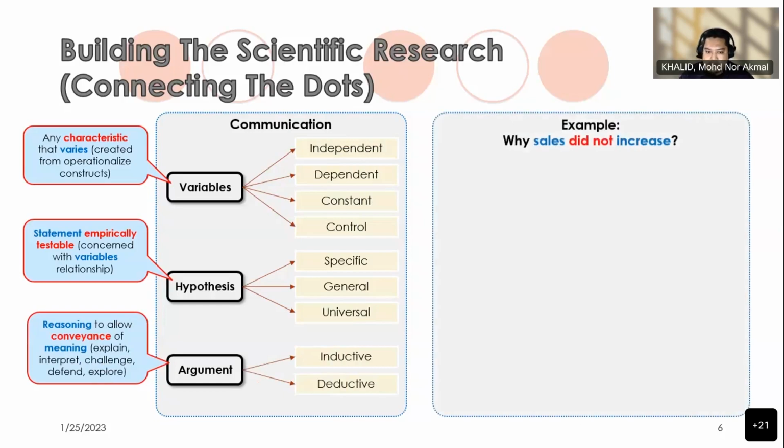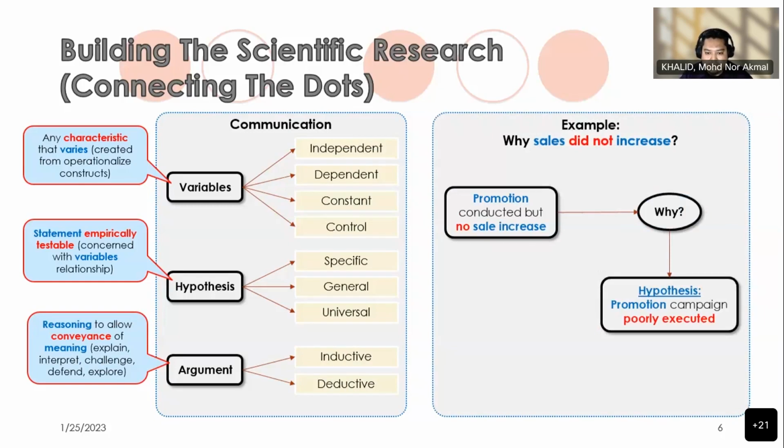So if we take another example, why did sales not increase? Here, one of the reasons, maybe we can say, is that a promotion was conducted but there was no sales increase, right? So this might be the problem. And so why? We can put the hypothesis as something like: the promotion campaign is poorly executed, let's say. So this is what we call an inductive argument. We try to use an inductive argument to produce a hypothesis.